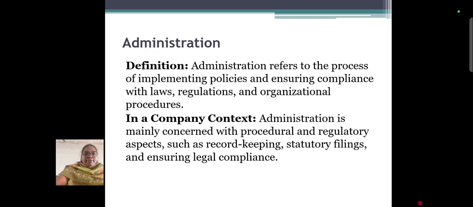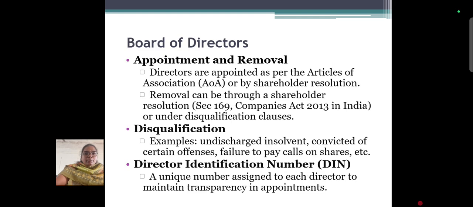Meanwhile, administration refers to the process of implementing policies and ensuring compliance with the law, regulation and organizational procedures. In a company context, administration is mainly concerned with procedural and regulatory aspects such as record keeping, statutory filing and ensuring legal compliance. Next is Board of Directors.